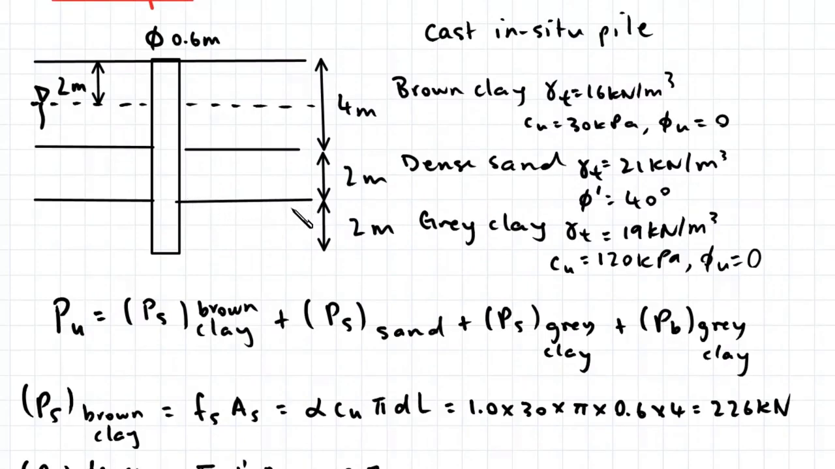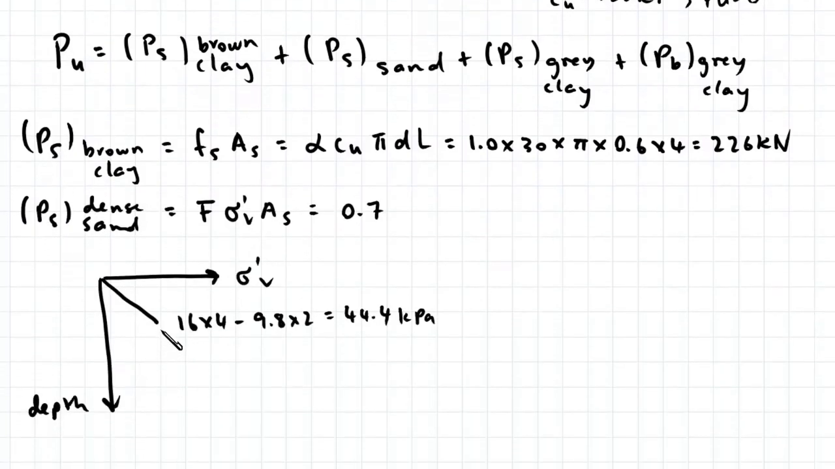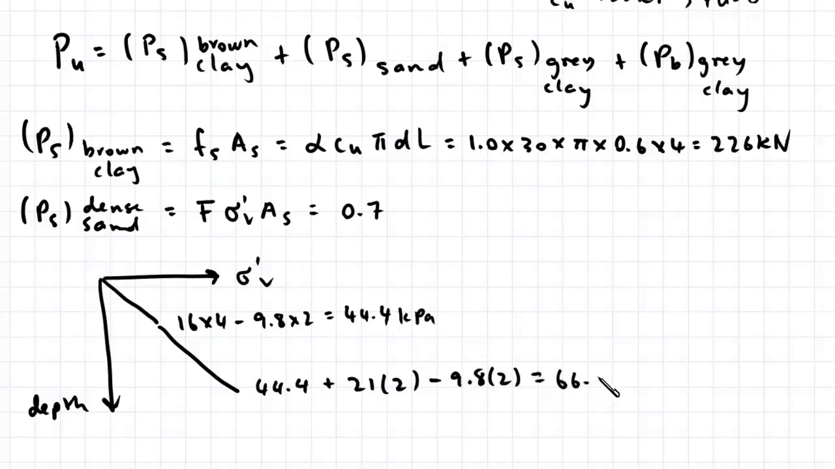And at the bottom of the dense sand layer, we have to add 21 multiplied by 2, and also subtract another 2 meters of the water table. So that's 44.4 plus 21 times 2 minus 9.8 times 2, and this works out to be 66.8 kPa. These pressures here are the pressures at the top and at the bottom of the dense sand layer.